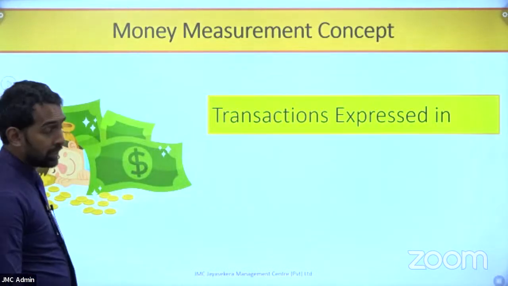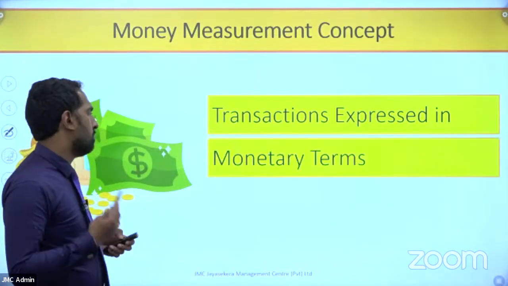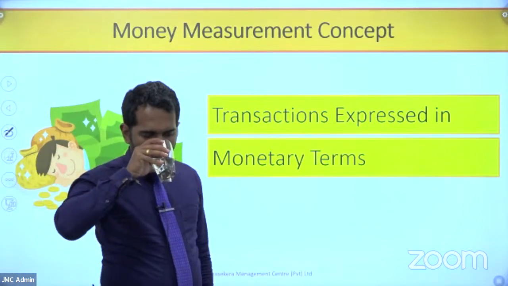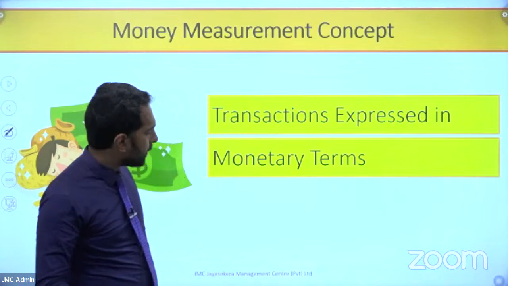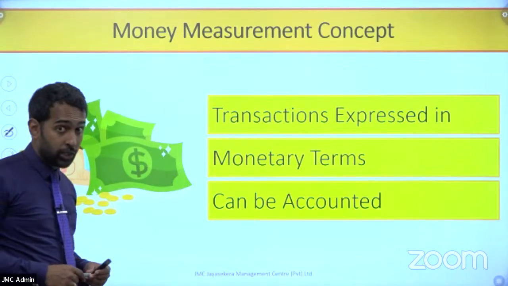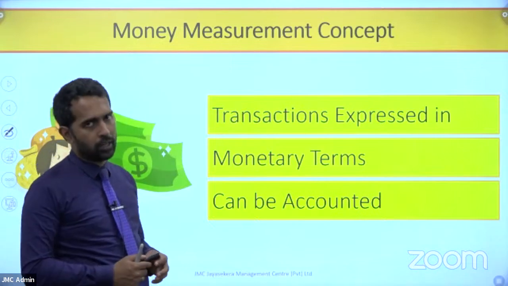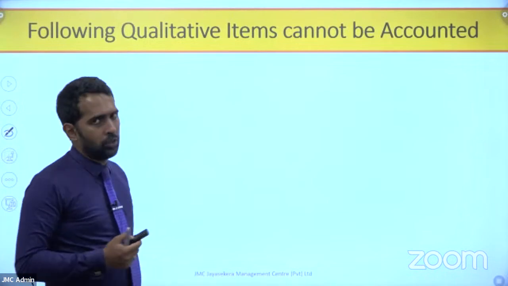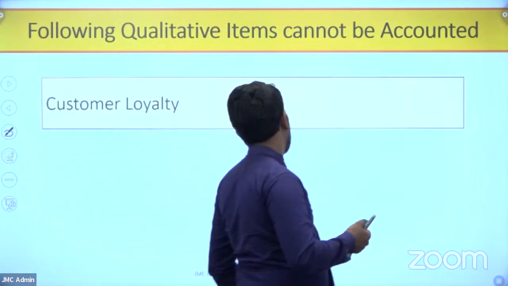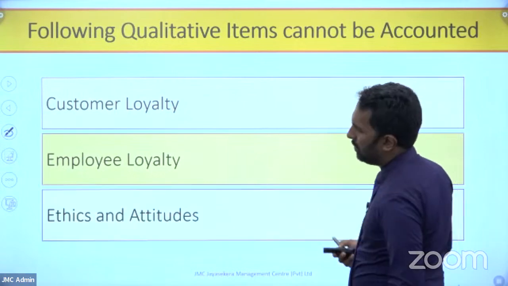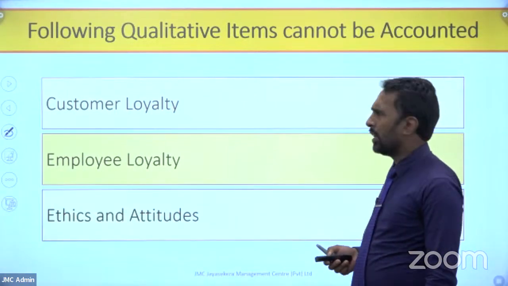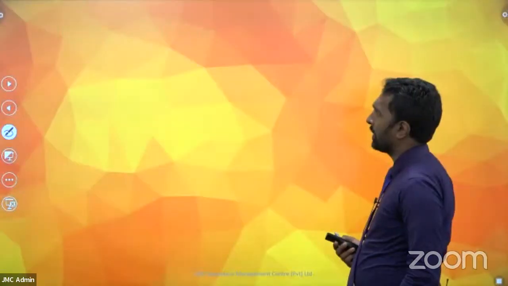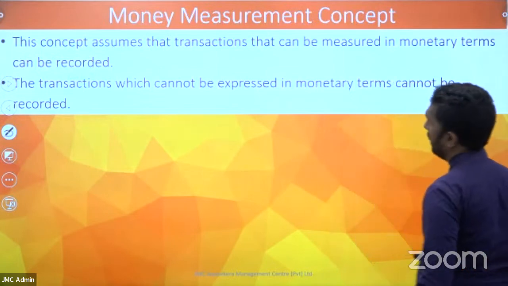Money measurement concept. Transactions expressed in monetary terms can be accounted. Following qualitative items cannot be accounted. So the qualitative items such as customer loyalty, employee loyalty, ethics and attitudes, you can't place a rupee value here. So thus you are not accounting. We'll see the money measurement concept.